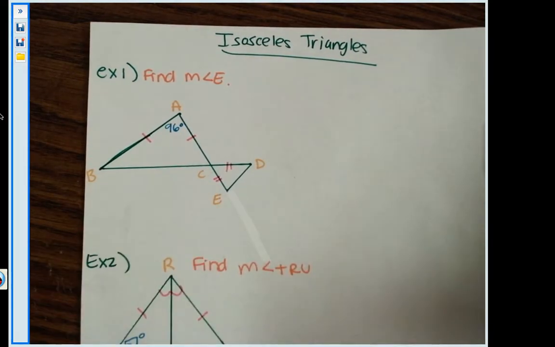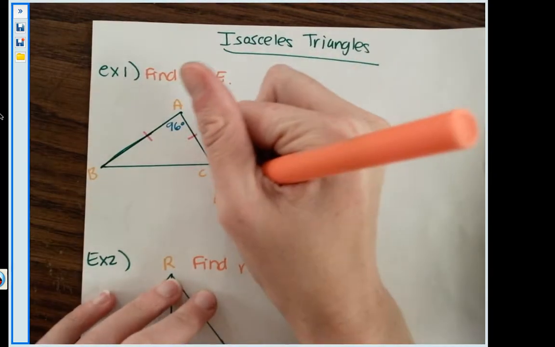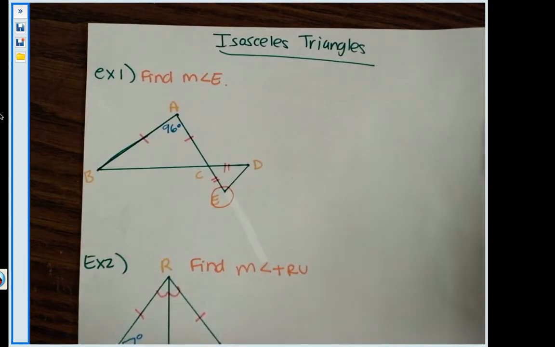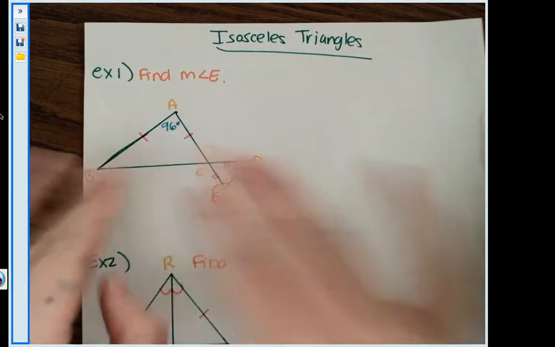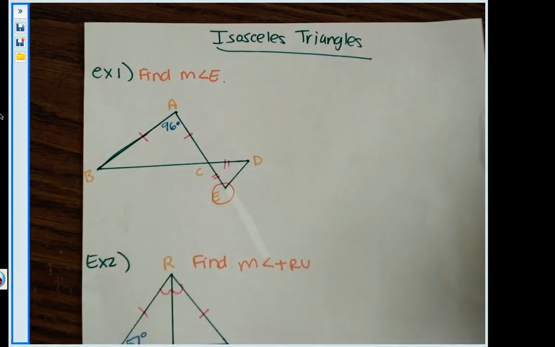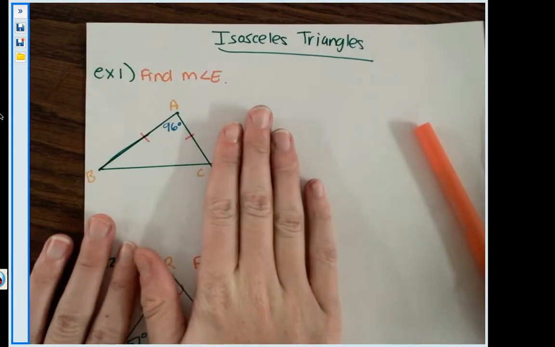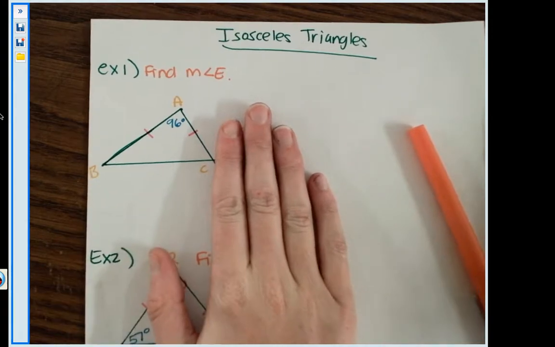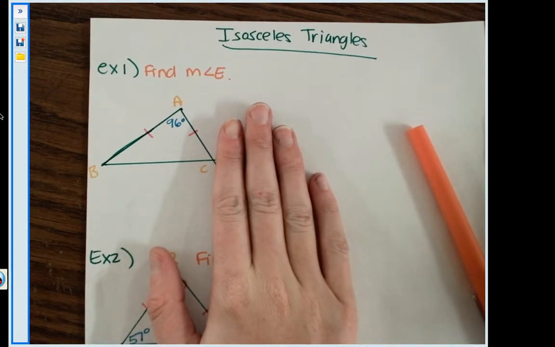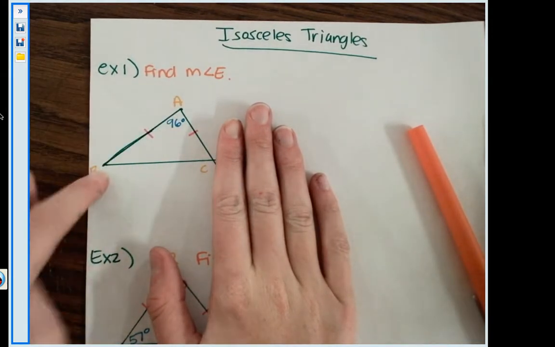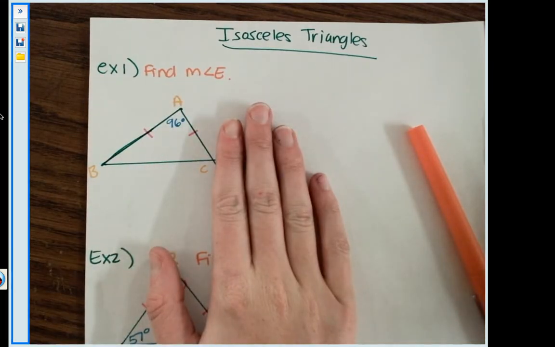Okay, so eventually we're trying to figure out what this angle is right here in the triangle. So we're going to start here and kind of work our way through the triangle to get to angle E. I'm going to start by only focusing on this triangle right here. So I know that it's an isosceles triangle because I have two sides that are congruent.